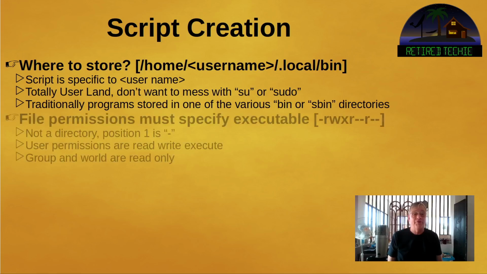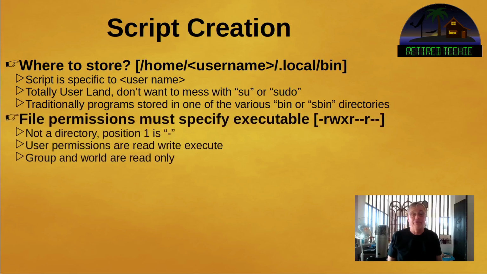You must also specify executable file permissions. If you look at the file permission array, this is not a directory, so the first position would be a dash. User permissions are next with the read, write, and execute, or RWX, followed by group and world permissions, which are only read. There's no write or executable for those, which is what we want. Since I'm the one using the script, I should be the only one able to access the script. Or technically, I should be the only one able to change the script and execute the script.